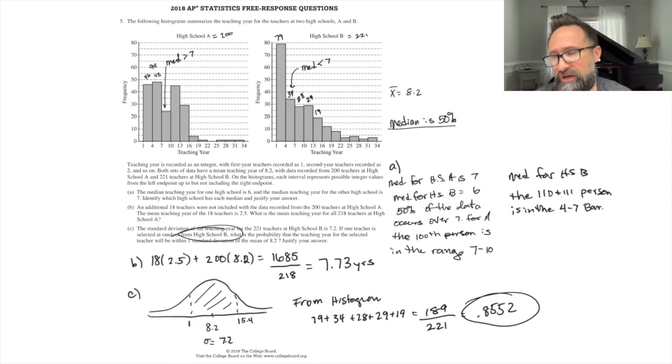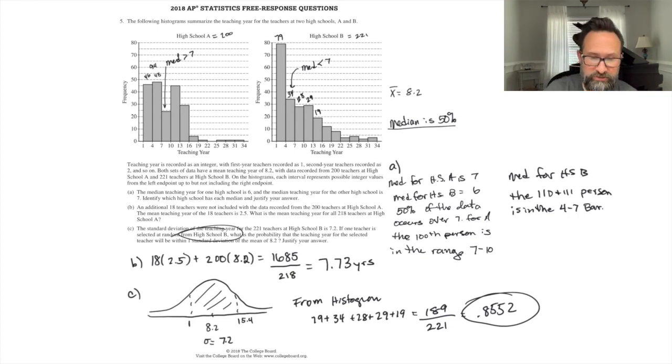What you have to remember is that the median value is the 50th percentile. And if I can figure out where the 100th person in high school A falls, that's where the median falls. If I can find the 210th and 211th person, then that's where the median falls in high school B.